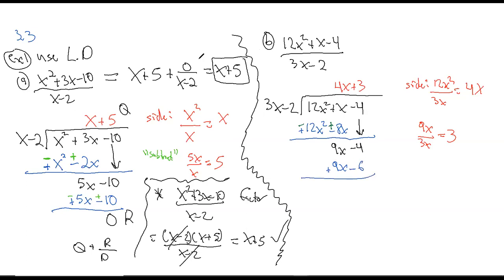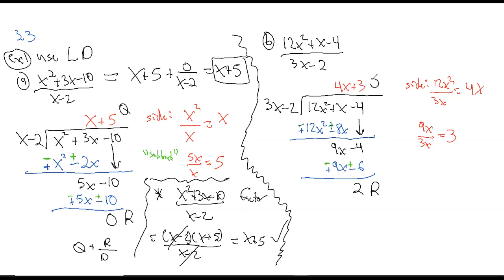Draw the line, change the signs. So that's a negative 9x now and a positive 6 now. Combine vertically, the first one's canceled. 9 minus 9 is 0. Negative 4 plus 6 is positive 2. There's nothing else to bring down, so that's the remainder.